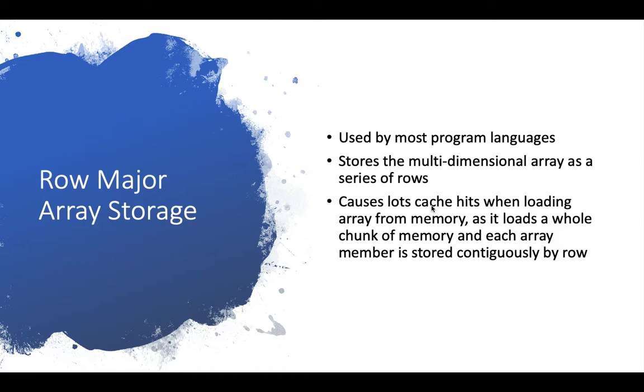And so if you load in a chunk of a row of an array, then if it's stored contiguously, then you get cache hits for not only the thing you just searched for, but the next couple elements in the array. And so this makes memory lookup for row major stored arrays much quicker than column.